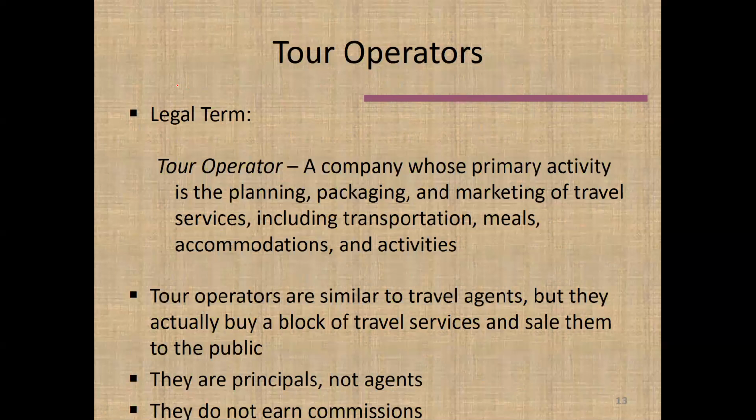Someone else owns that service. Well, a tour operator oftentimes will buy the hotel rooms in a block, or reserve the seats in a block, and then sell them to customers. So they are acting as the vendors, not just as the agents. They are the principals of their own transactions. So in some sense, they have an arm's length relationship with the traveler because they are negotiating a contract with the traveler. Both the traveler and the tour operator are principals. And typically they don't earn a commission because they are selling the service, and so they would have to be paying themselves a commission essentially.